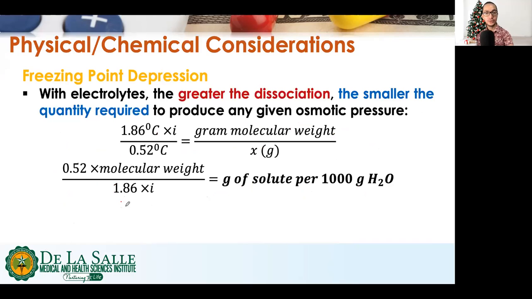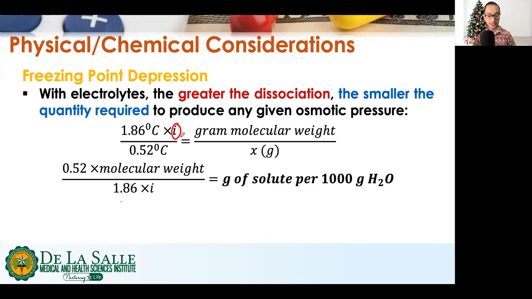So you have already seen this equation. This equation is for your electrolytes. Remember that it's basically the same formula. In fact, this is the more generic formula because we have the inclusion of the i. With electrolytes, the greater the dissociation, the smaller will be the quantity required to produce any given osmotic pressure, because your electrolytes dissociate into particles or ions which would contribute to the tonicity of the solution. That's why we multiply this by i.